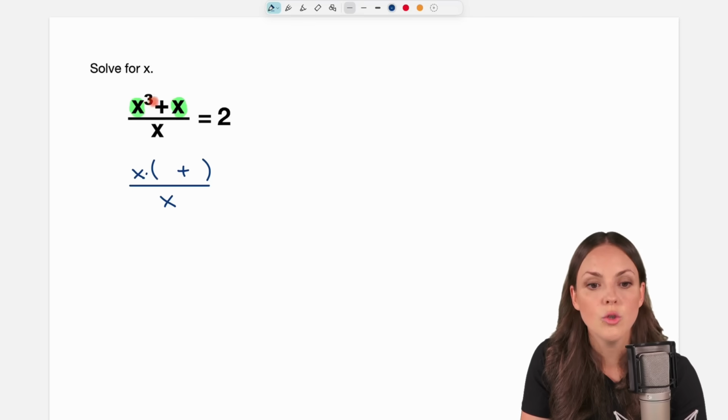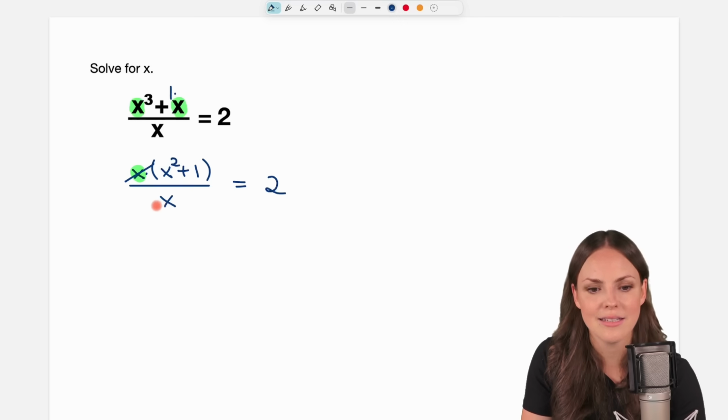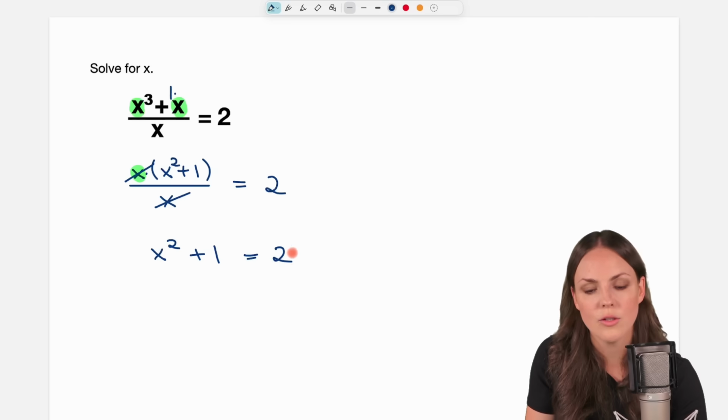I had x cubed here. If I factor out 1x, I'm left with x to the power of 2. And here I had 1x. If I factor out the green x, only the 1 is left. And on the other side, we have the 2. Now we have a multiplication here, so we are allowed to cancel things out if it's possible. And yes, I can cancel x here, and what is left in the parentheses is x squared plus 1, and on the other side, the 2.